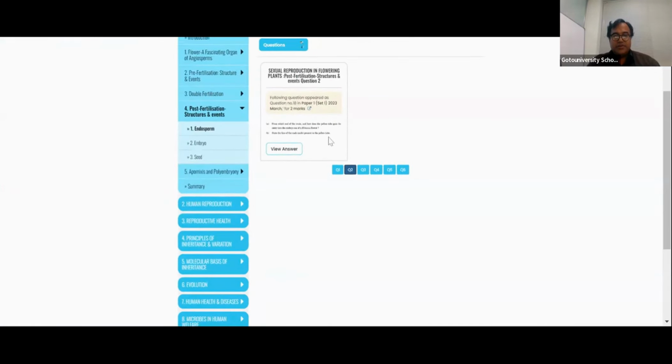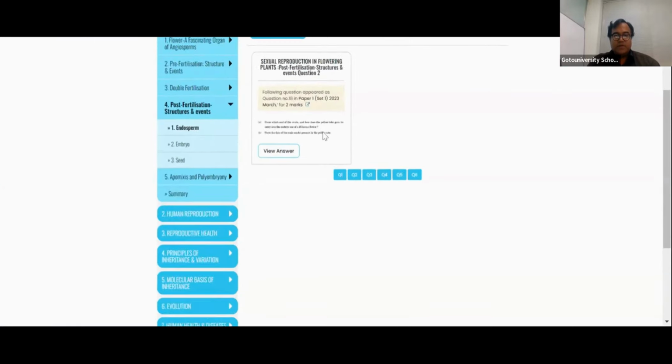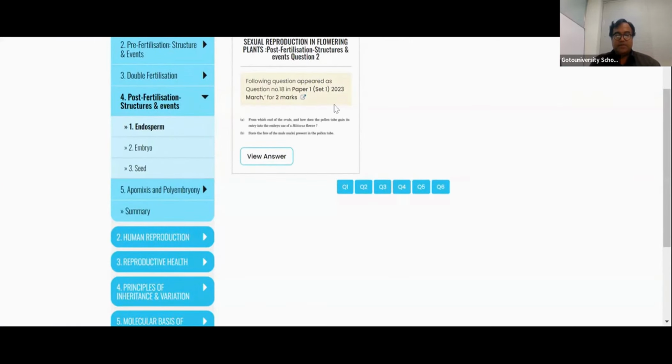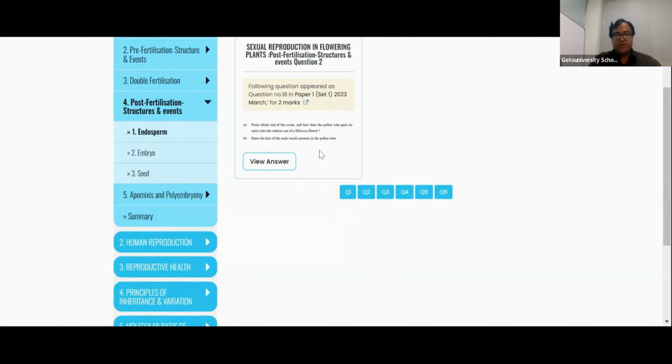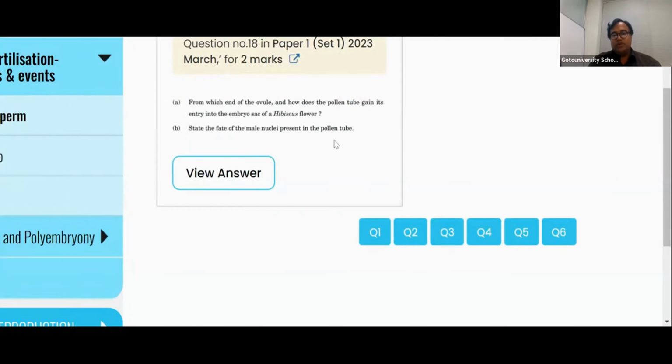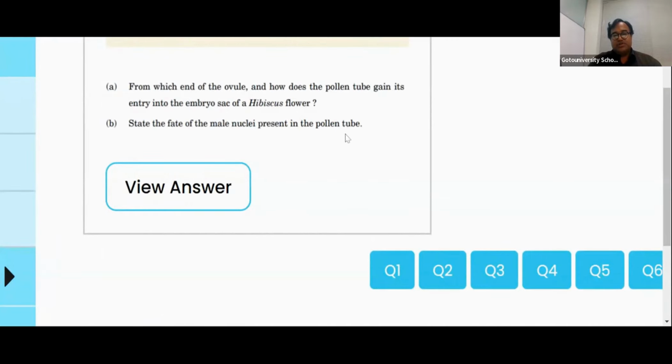Question 2. Be very careful. I'm zooming in so that you can see it. In this session, we discussed MCQs, we discussed Qs, and we discussed the assertion reasoning questions. There is a reason why the Go-To University is meant for discussing multiple questions which have been asked n number of times over the past many years.